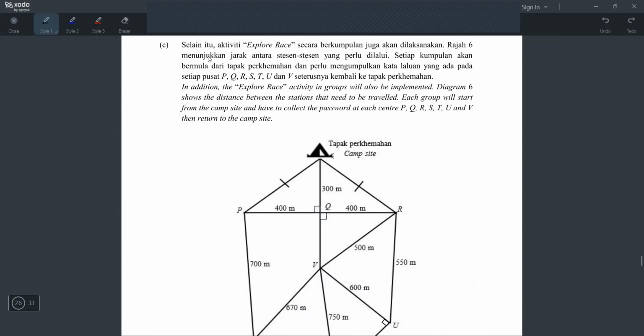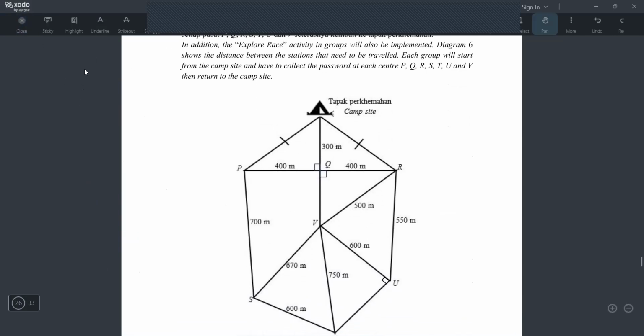Okay, question C. Let's go. In addition, the explore race activity in groups will also be implemented. Explore race. Diagram 6 shows the distance. Distance means the distance between stations that need to be traveled. So these are all stations. Each group will start from the campsite. Everyone will start here from the campsite and have to collect the password at each center PQRSTUV, then return to the campsite. So this is like a game. So we have to start here and also end here, right? Start at the campsite and then return to the campsite.